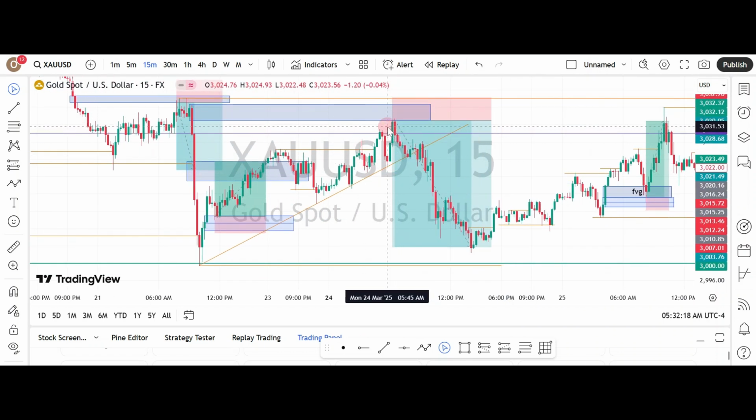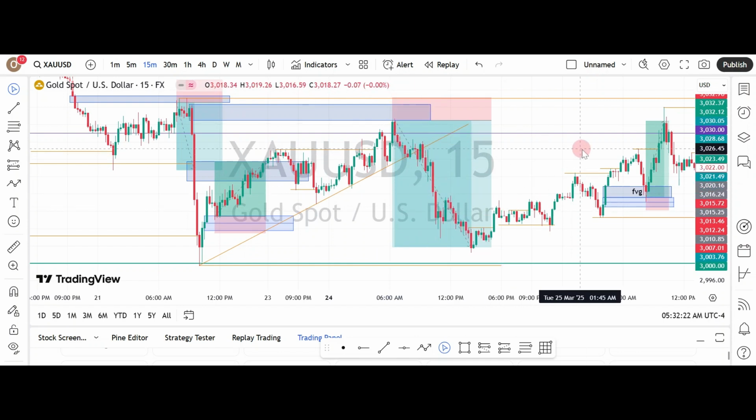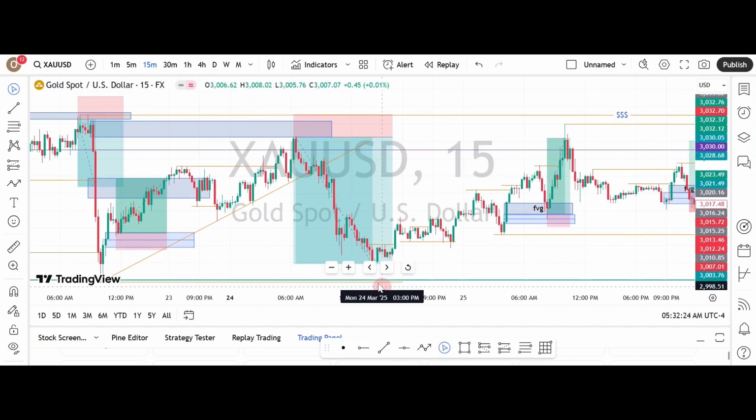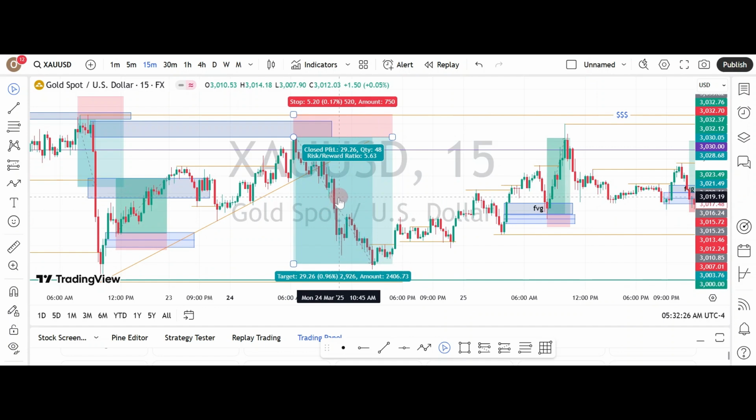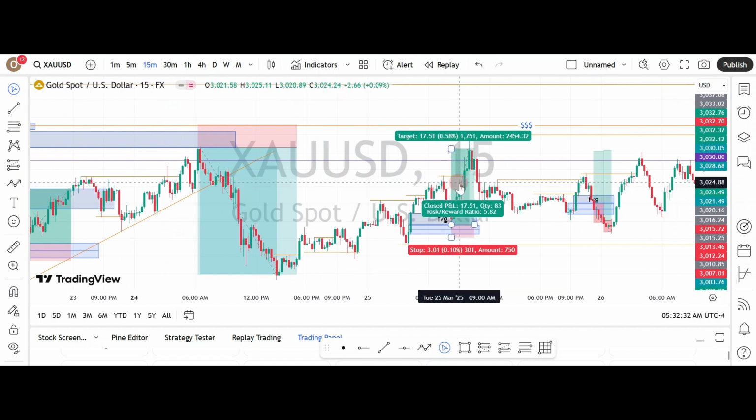As you can see, when the price tapped into my entry, it started dropping massively. So that was my first trade on Monday. That is a 1:5 trade.